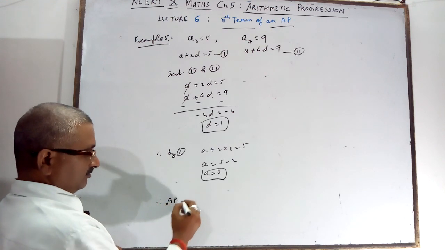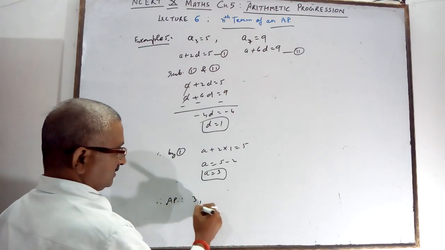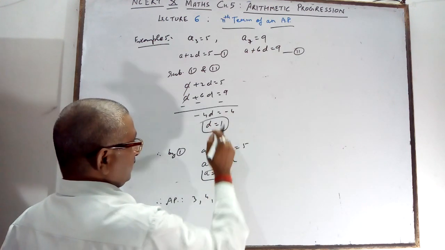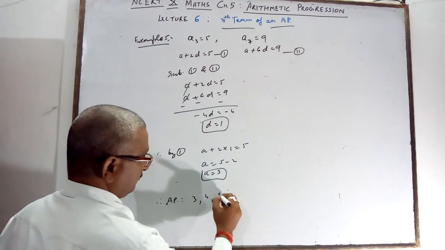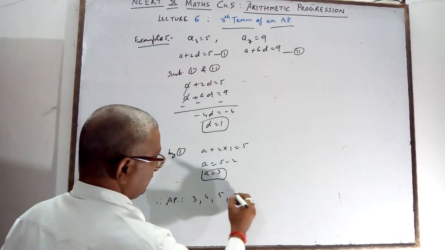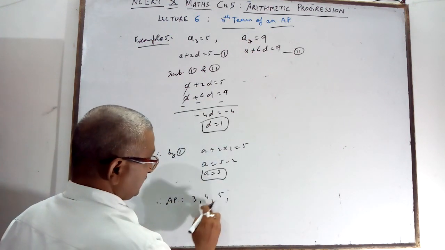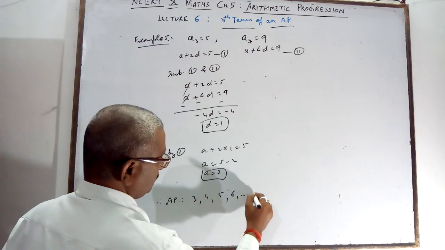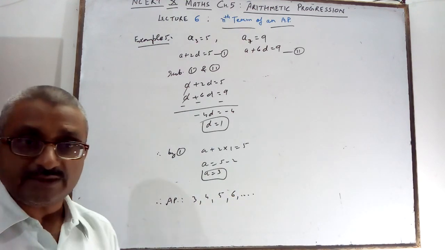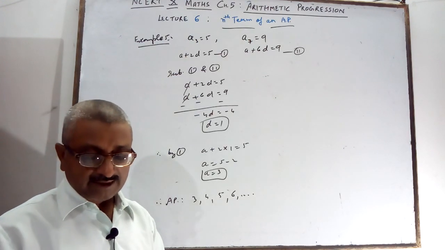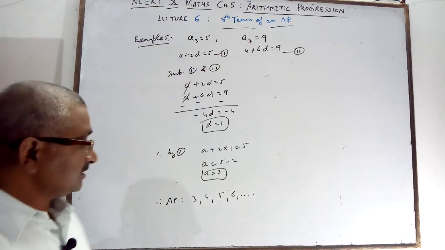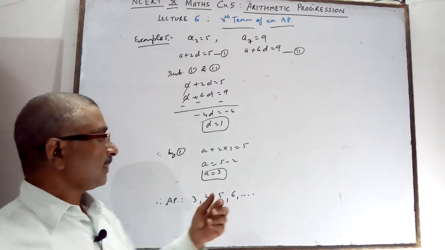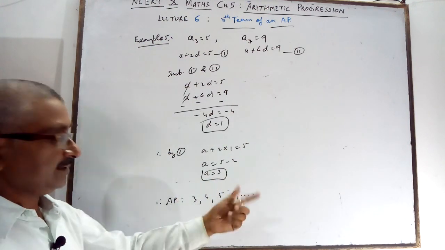Therefore the AP has first term 3. A plus D is 3 plus 1, 4. A plus 2D is 5. A plus 3D is 6, and so on. It is your AP: 3, 4, 5, 6, 7, 8, 9, 10, because each term is one more than the previous.